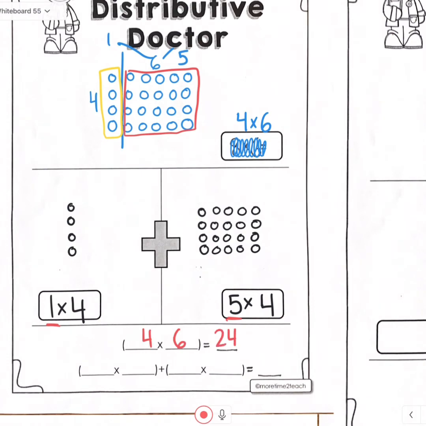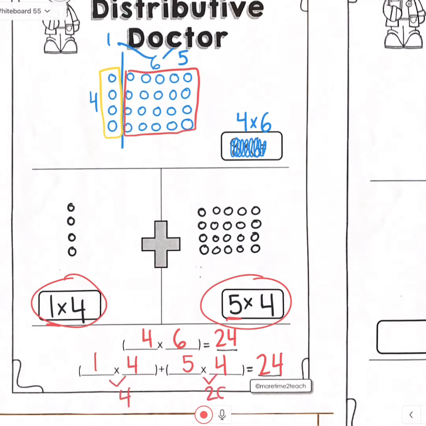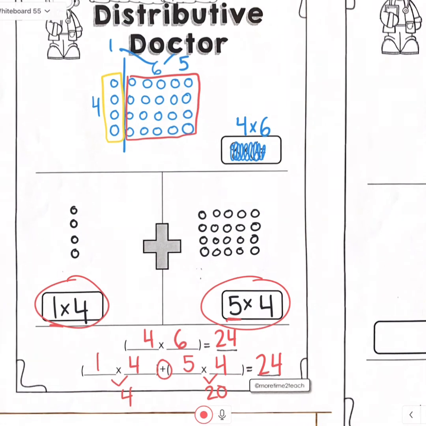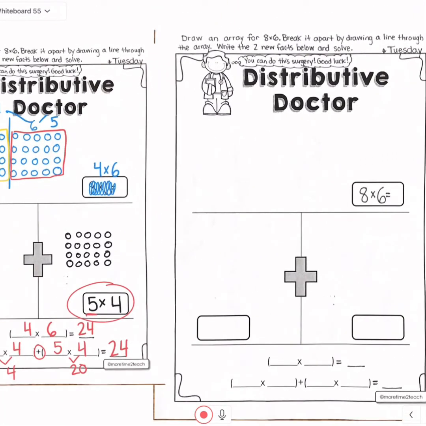Now I'm going to show the two smaller facts I broke it up into. 1 times 4 plus 5 times 4, and I'm getting these facts right here, equals 24. 1 times 4 is 4. 5 times 4 is 20. Notice the plus sign. 20 plus 4 equals 24. So that's my example for you with how you do distributive property.